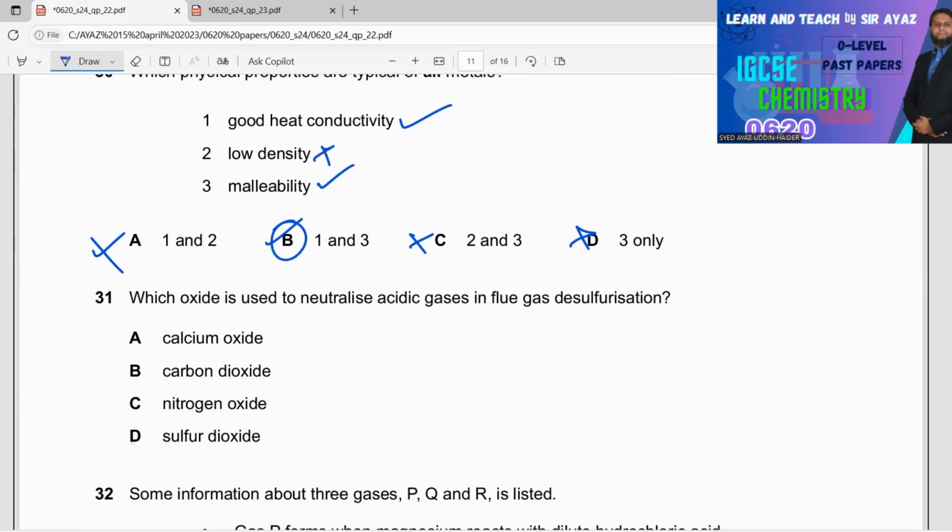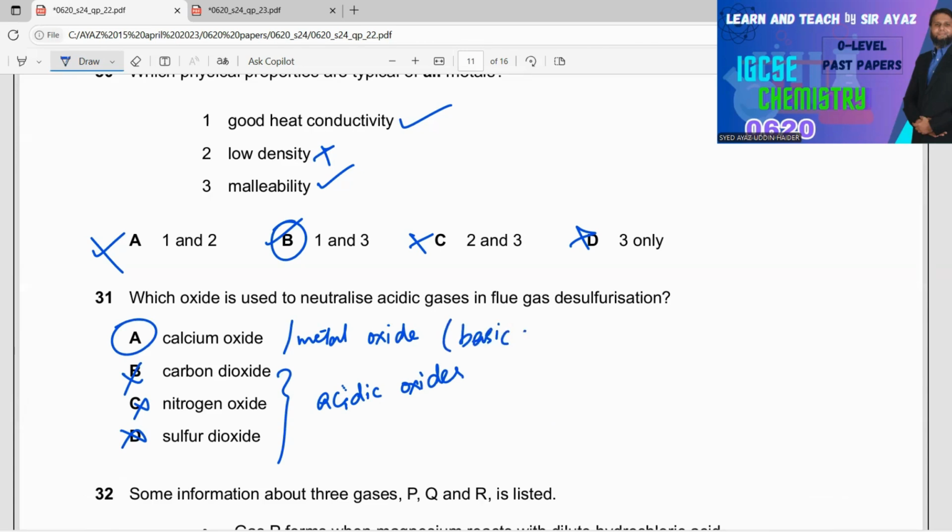31. Which oxide is used to neutralize acidic gases in flue gas desulfurization? So we use calcium oxide or metal oxide in flue gas desulfurization. We have calcium oxide in your syllabus, so A must be the right answer in this case. All the other choices are incorrect because all these 3 are acidic oxides. So you can't use acidic oxides to neutralize acidic gases. Calcium oxide is a basic oxide, the best choice to neutralize the acidic oxides.